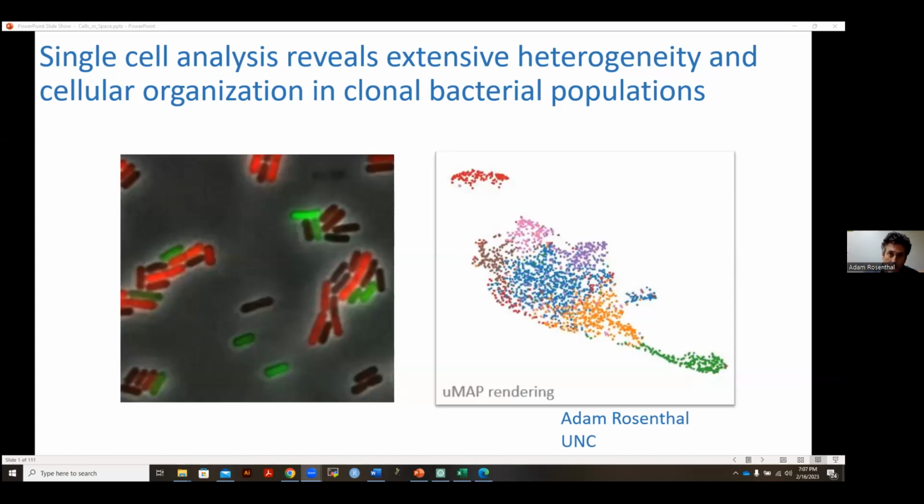And really, as the title shows, what my lab works on is single cell analysis. We try to look at how heterogeneous a cellular population is. So how many different cell states are there in a bacterial population? And I'll go into these pictures in a second.